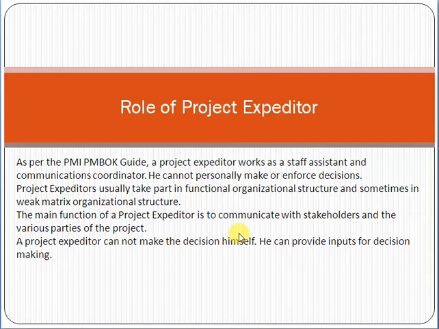So he is an assistant of a staff who is not taking any decision by himself or herself, but they are communicating or coordinating with the staff and the other stakeholders. So this is the role of a project expediter. The project expediter is the assistant of the staff who is not a decision maker, but he is communicating things to other stakeholders. So this is his role actually.